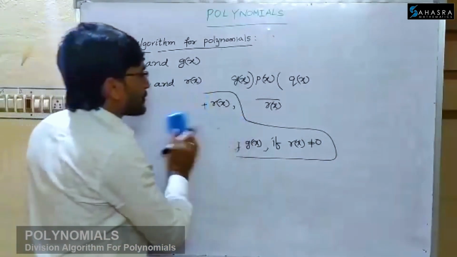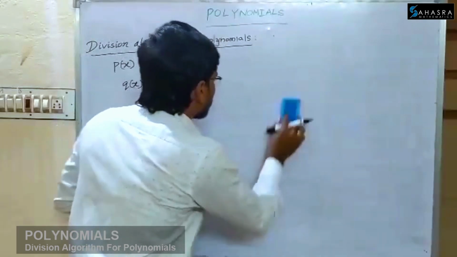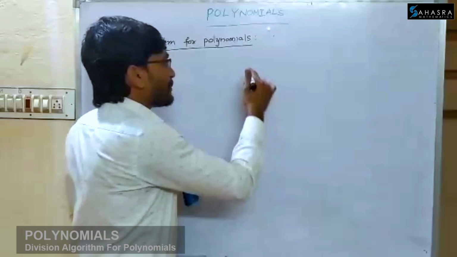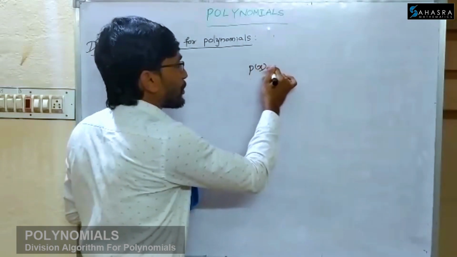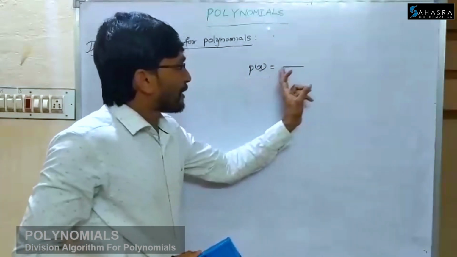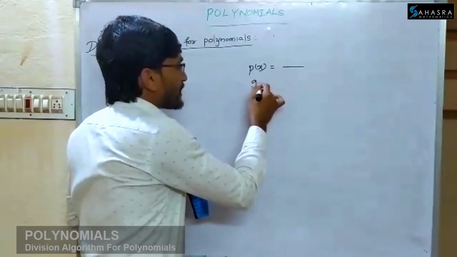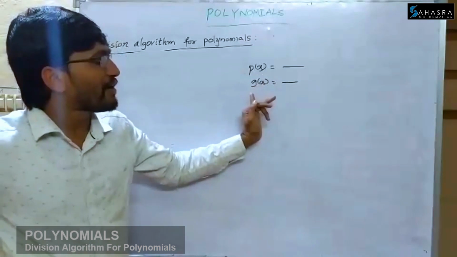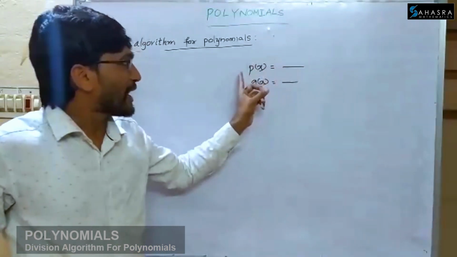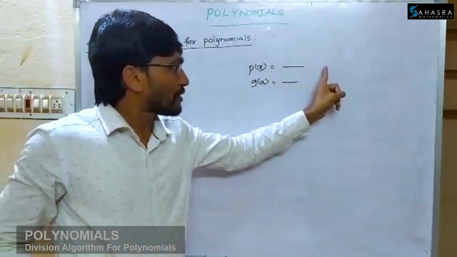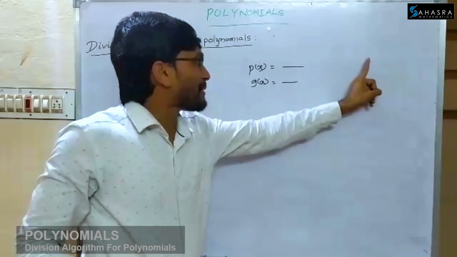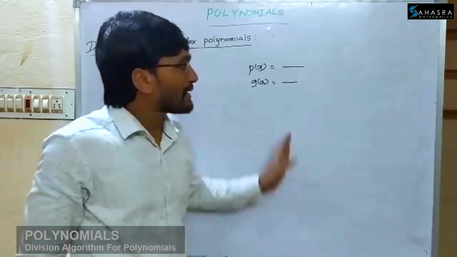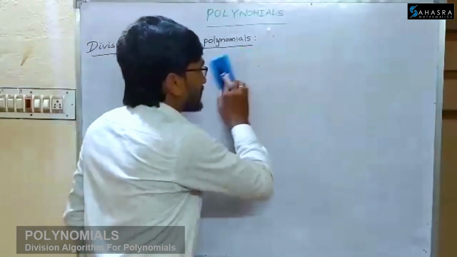So how will they ask the problem? They will ask like this: divide one polynomial p of x, some polynomial they will give, by another polynomial g of x, and then they ask to verify the division algorithm. Divide p of x by another polynomial g of x and verify the division algorithm. Like that they will ask the problems. Let us see one problem.